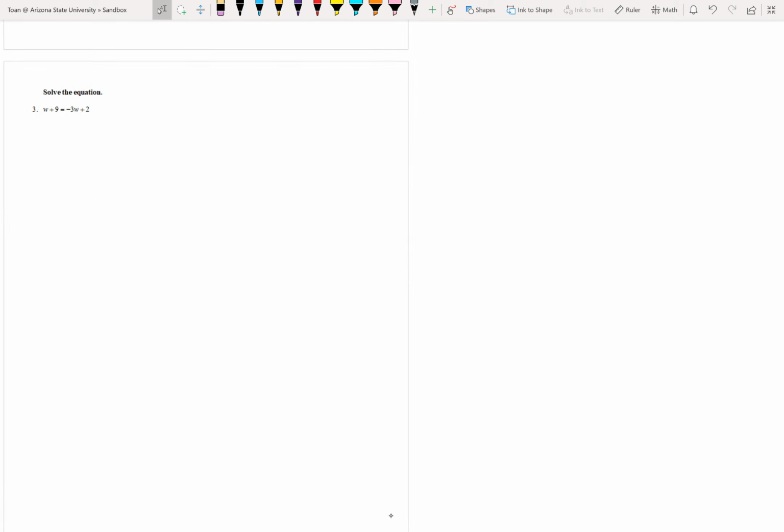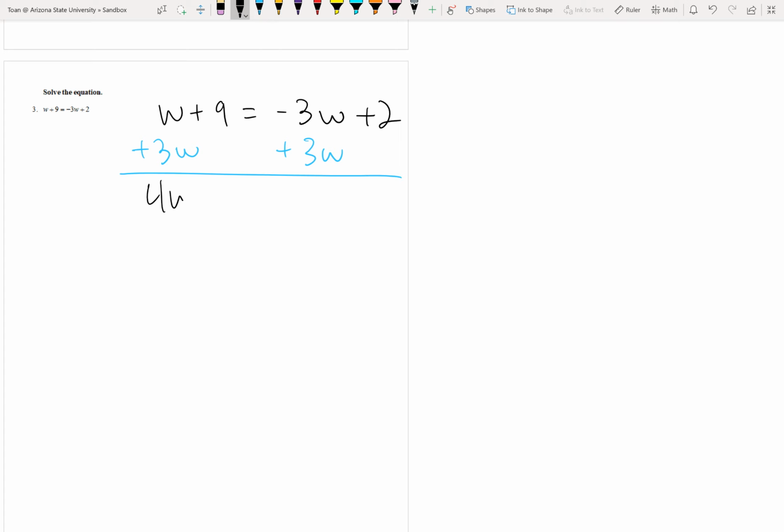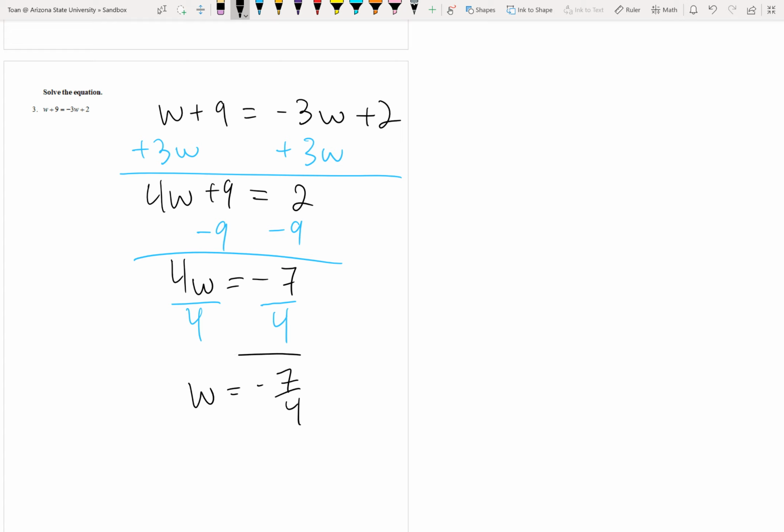Number 3 was just a simple linear equation. Hopefully nothing too strange about this one. The idea is that to solve an equation, you want to get all the variables on one side and all the constants, the regular numbers, on the other. So I'll go ahead and add 3w to both sides, giving us 4w plus 9 equals 2. So we got to get rid of that 9 by subtracting 9 from both sides, giving us 4w equals negative 7. And then, of course, the last step is to divide by 4. W equals negative 7 over 4. 4 does not divide into negative 7 evenly, so you leave it as a fraction.